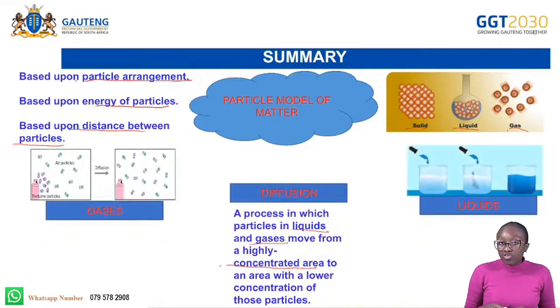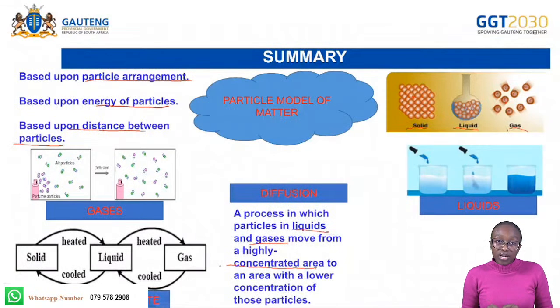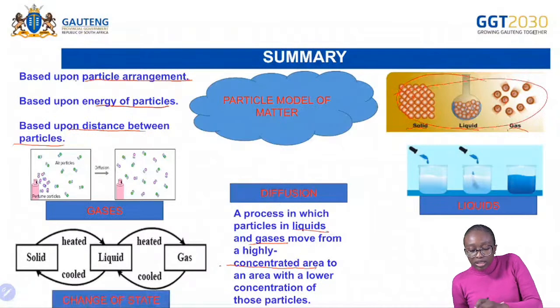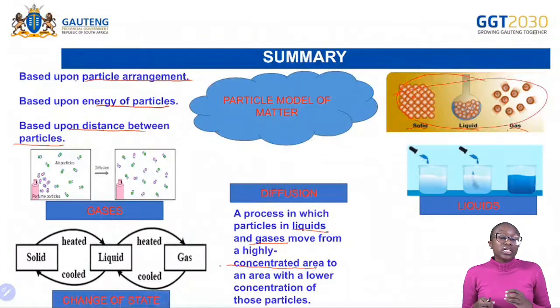We learned that diffusion in gases is actually faster than diffusion in liquids. This is because of the energy that gas particles possess and the large spaces in between the gas particles. We also learned about the change of state between the three states of matter. When a solid is heated, it will melt into a liquid. When a liquid is heated, it will evaporate into a gas. When a gas is cooled, it will condense into a liquid. And when a liquid is cooled, it will freeze into a solid.